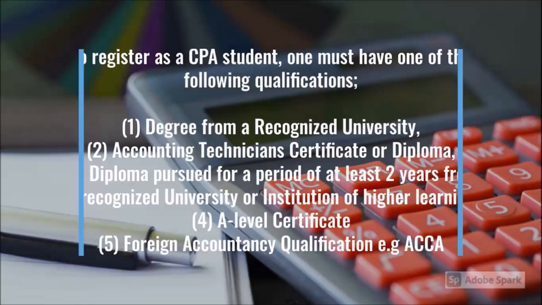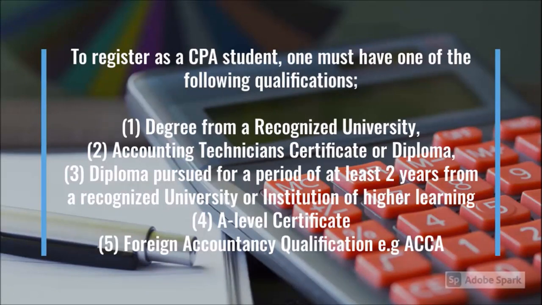To register as a CPA student, one must have one of the following qualifications. 1. Degree from a recognized university. 2. Accounting technician's certificate or diploma. 3. Diploma pursued for a period of at least 2 years from a recognized university or institution of higher learning. 4. A-level certificate. 5. Foreign accountancy qualification, for example ACCA.